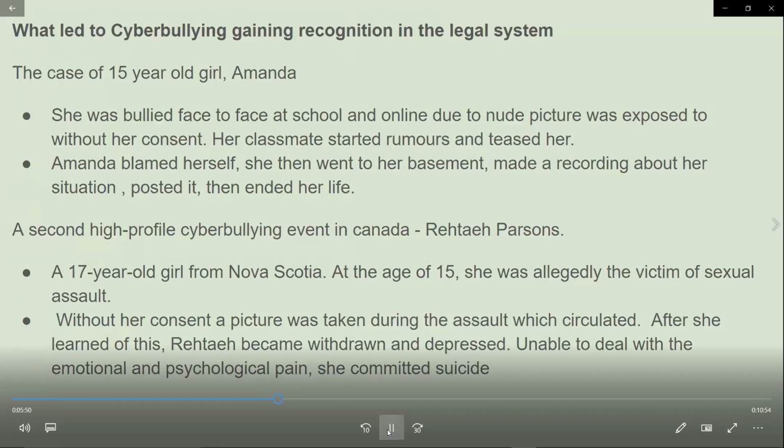And the second case is similar to this, but this is a high-profile cyberbullying event in Canada. The victim was Rehtaeh Parsons, a 17-year-old girl from Nova Scotia. At the age of 15, she was allegedly the victim of sexual assault. Without her consent, a picture was taken during the assault, which circulated. After she learned of this, Rehtaeh became withdrawn and depressed. Unable to deal with the emotional and psychological pain, she committed suicide.